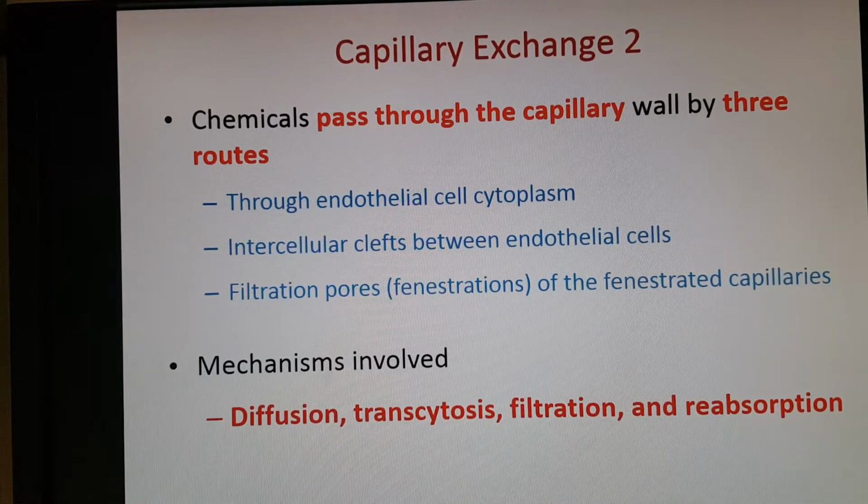Hello again. So for chapter 20, the topics I'm going to cover are capillary exchange, venous blood return, and then two of the special circulatory routes that are also going to be covered on your vessels exam.